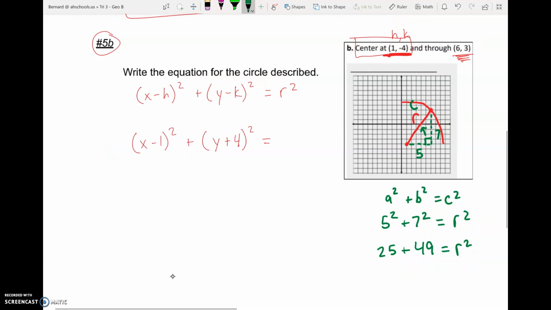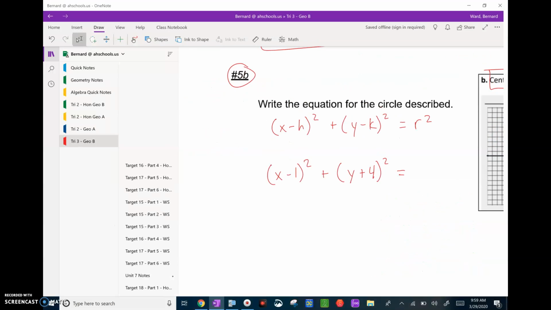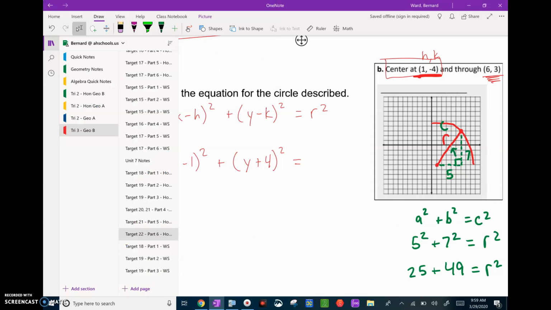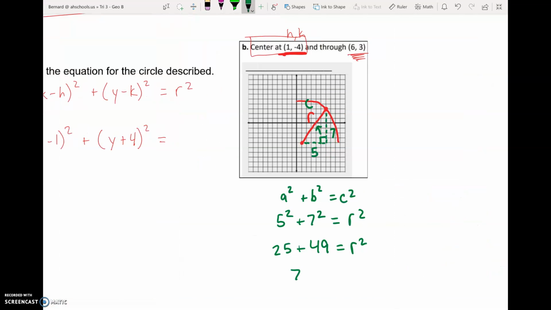And then let's add those two together. Just want to make sure I'm right. 25 plus 49 should be what? 74. 25 plus 49, 74. And so 74 equals r squared.